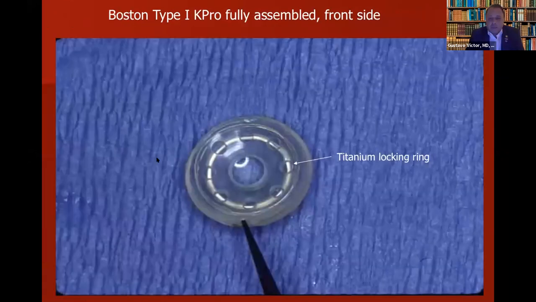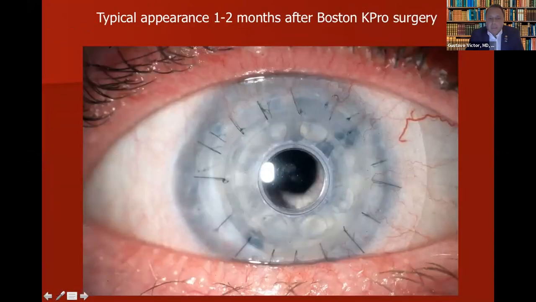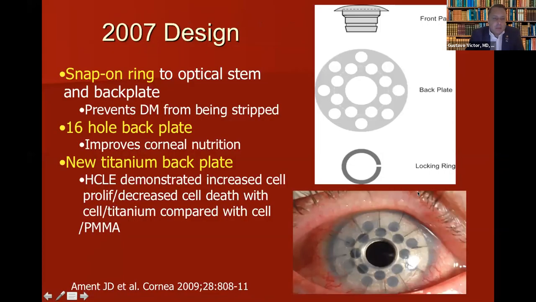So this is improved. This lock is made of titanium material. And then this is one example in a patient. There you can see the bandage contact lens inside above it. So this is the 2007 design. This is the 16-hole back plate, the new titanium back plate.